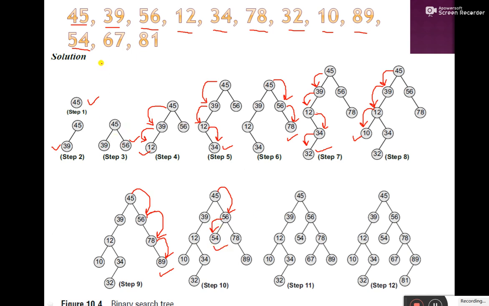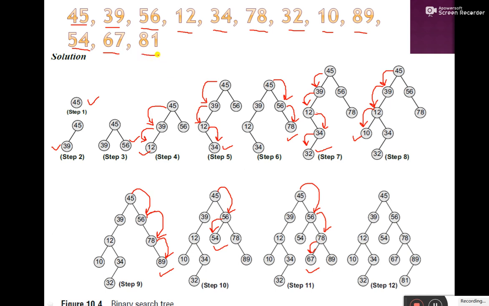Now the next node to be added is 67. It is again greater than 45, so we are going to traverse in the right subtree. We have the right child 56. 67 is greater than 56, so we will again go to the right subtree, which already has 78. 67 is less than 78, so it will be the left child of 78. So 67 is added here.